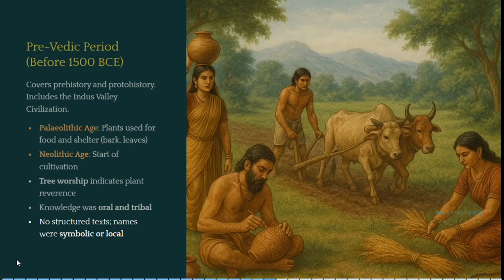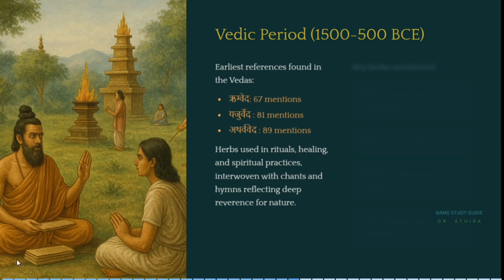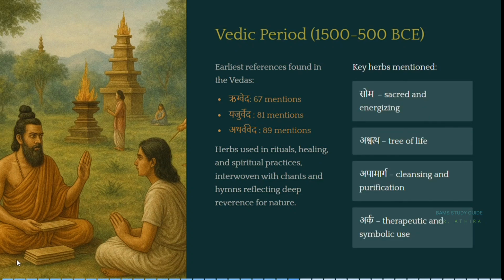In the Vedic period, the earliest references to medicinal plants are found in the Vedas, with numerous mentions in the Rig Veda, Yajur Veda, and especially the Atharva Veda. Herbs were not used just for healing but also in rituals and spiritual practices, often along with chants and hymns, showing deep respect for nature. Some important plants mentioned include Soma, known for its energizing properties, Ashwatha, considered the tree of life, Apamarga for cleansing, and Arka for its therapeutic and symbolic use.